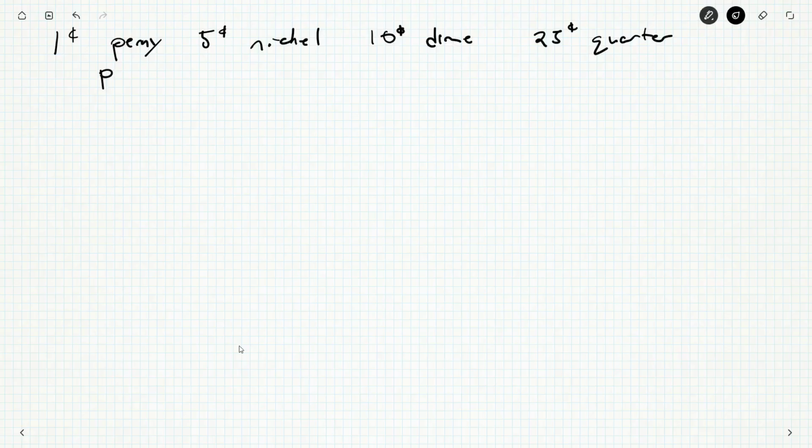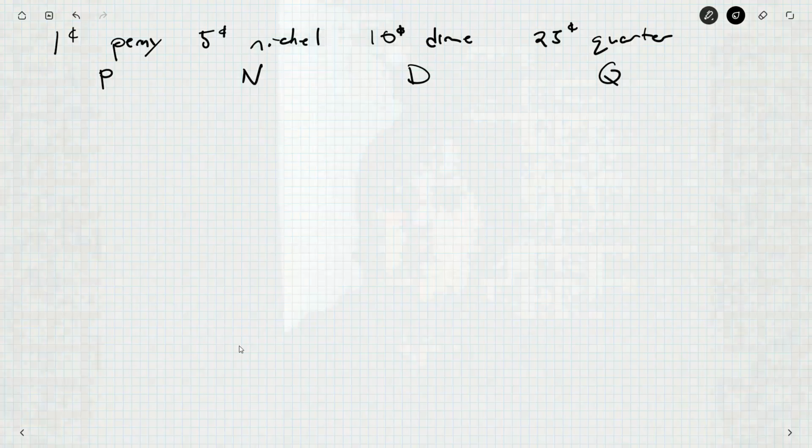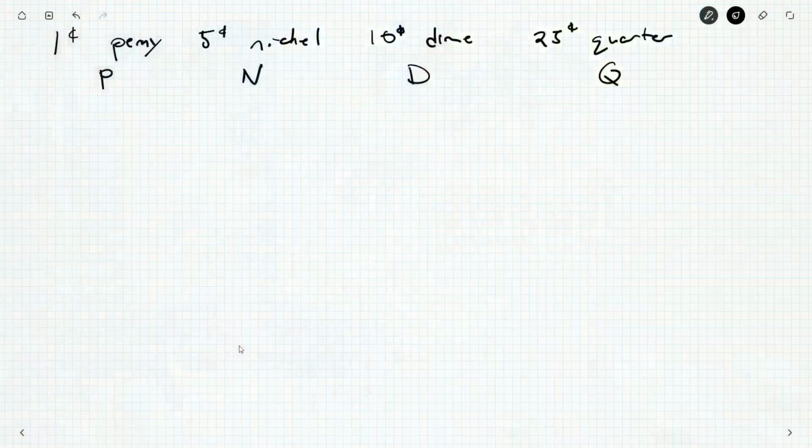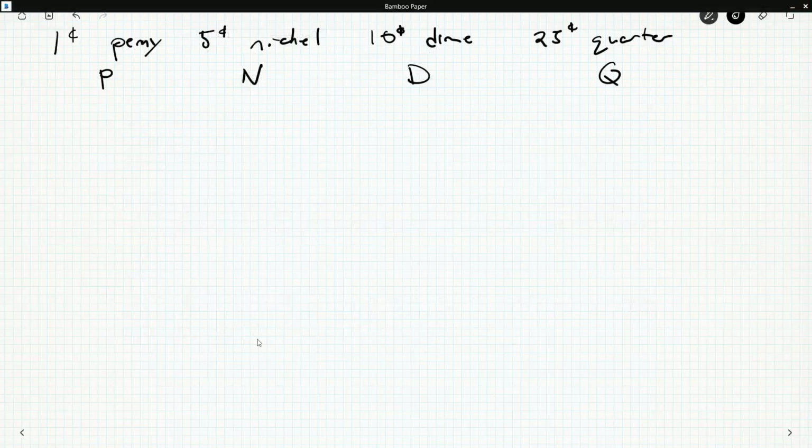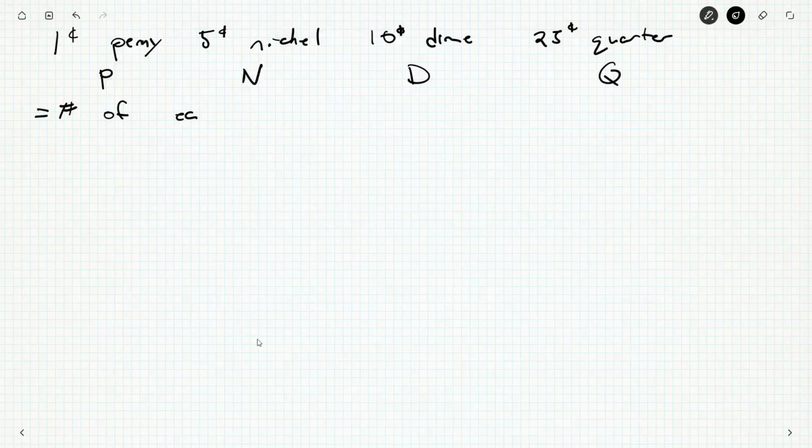I'm going to let P be the number of pennies, N the number of nickels, D the number of dimes, and Q the number of quarters. Why am I doing that? Because I need to know how much of each if I'm going to get an expression for the total and for how many coins there are. And that's how we calculate average: you need the sum of all the numbers divided by how many numbers. We want how many nickels are in the purse, so that's not going to change. So these will be the number of each coin at the start, because I know we remove a penny.